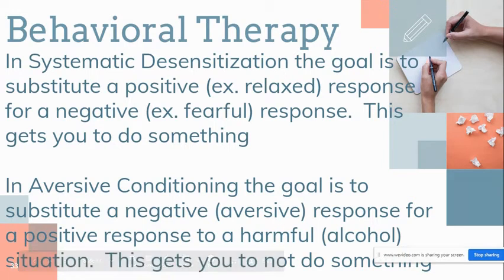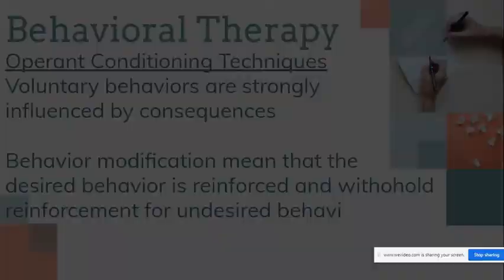So these are opposites. In systematic desensitization, the goal is to substitute something positive for something negative, right? So it gets you to do something, like get on an airplane. In aversive conditioning, the goal is to substitute something negative with something harmful. So this gets you to not do something, like stop drinking. So what do you want the person to do? Do you want them to do something? If so, you need to use systematic desensitization. Do you want them to stop doing something? If so, you need to use aversive conditioning. So it's kind of the same thing, just however you want to do it.